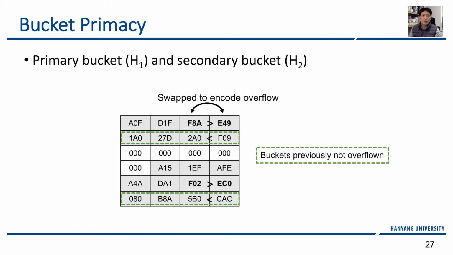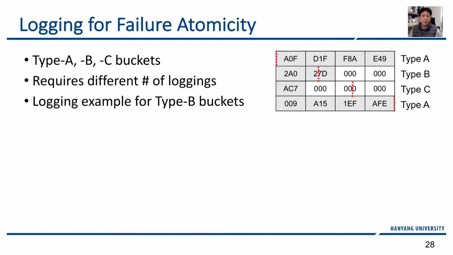Later in lookup, if the primary bucket is not overflown, we do not need to access the secondary bucket, thereby saving NVM bandwidth. Now let me discuss logging. For logging, we categorize buckets into three types, A, B, and C, based on the position of 8-byte boundaries in the bucket. They need different numbers of logging. For example, type A buckets need no logging for new insertion and one log record for inserting an evicted key.